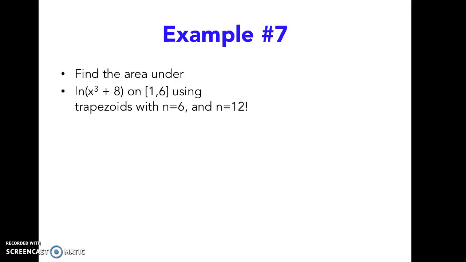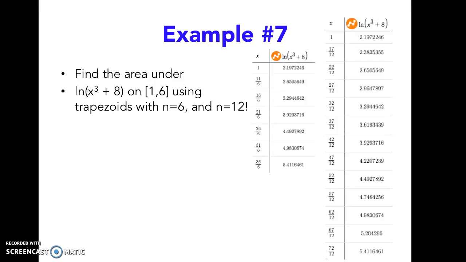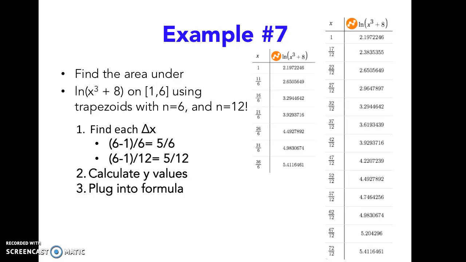Example 7. Find the area under ln of x cubed plus 8 on the interval 1 to 6 using trapezoids with n equals 6 and n equals 12. So that means we want to use 6 trapezoids first and then 12 trapezoids. These are our two tables found using the graphing calculator. So first we're going to find each delta x. We're going to do 6 minus 1 divided by 6, 5 over 6, that's for the 6 trapezoids. And then we're going to do 6 minus 1 divided by 12, 5 divided by 12, that's for the 12 trapezoids. Calculate the y values and then plug into your formula.